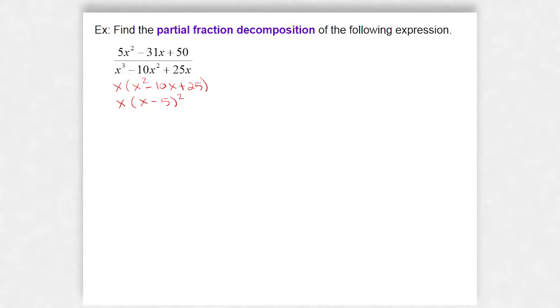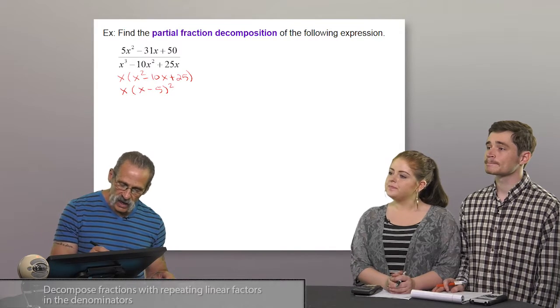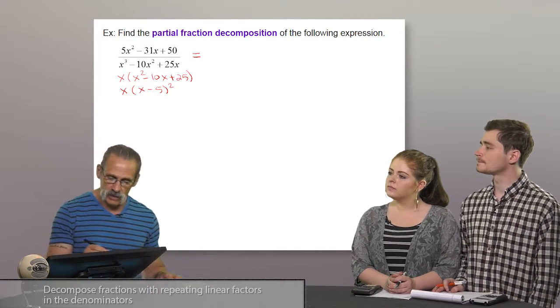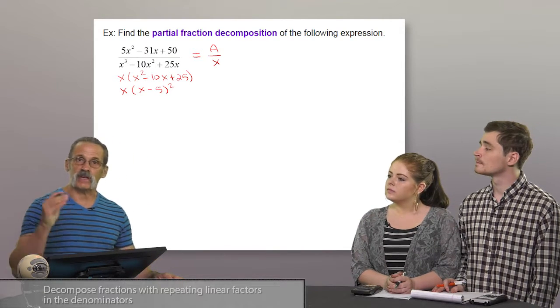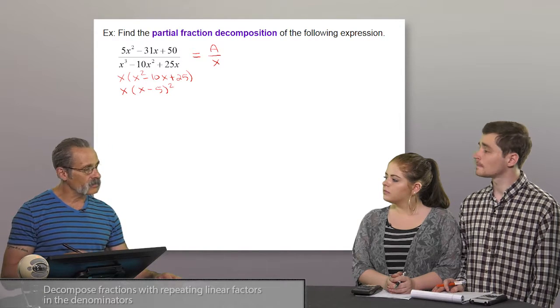x minus 5 is a linear factor. The squared means it's repeated. It occurs more than once, particularly twice. So what we do is set up the right side of our partial fraction decomposition to account for every factor. So I'll have A over x. x is to the first degree, and A is a constant. You go one degree less than what's in the denominator.